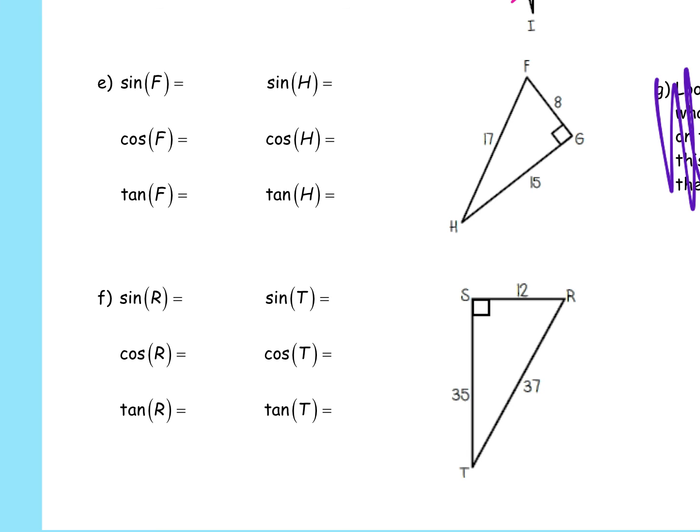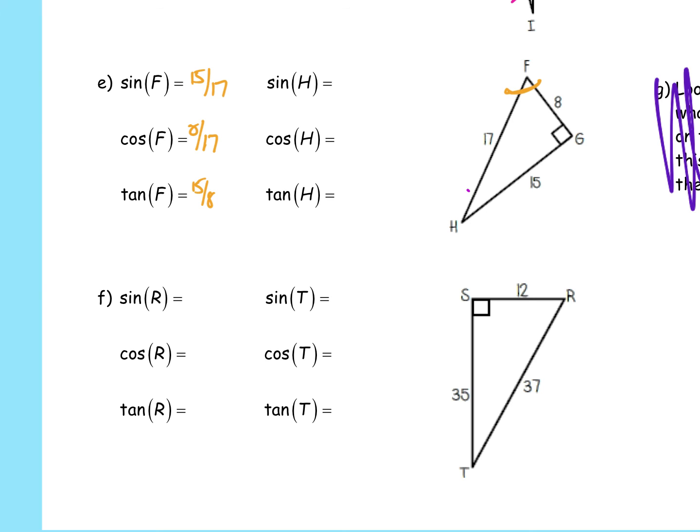All right, so let's see. What angle are you looking at? F. We're looking at F. Whew. What is sine? 15 over 17. And cosine would be 8 over 17. I like the ones where I don't have to simplify. And tangent is going to be 15 over 8.